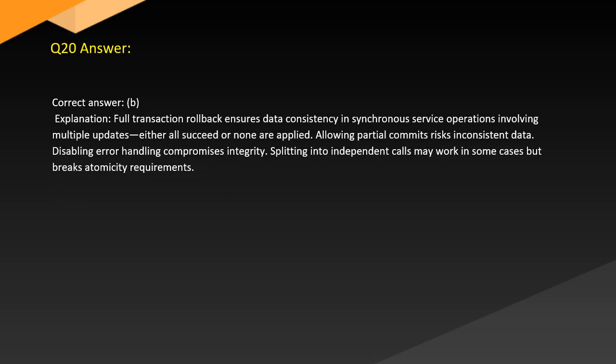Answer. Correct answer: B. Explanation. Full transaction rollback ensures data consistency in synchronous service operations involving multiple updates. Either all succeed or none are applied. Allowing partial commits risks inconsistent data. Disabling error handling compromises integrity. Splitting into independent calls may work in some cases, but breaks atomicity requirements.